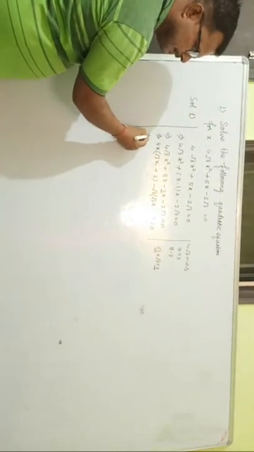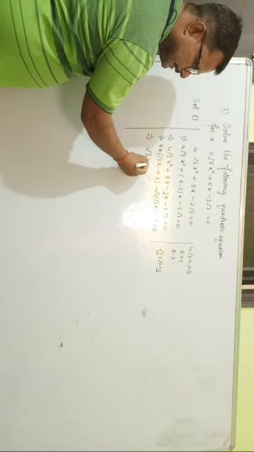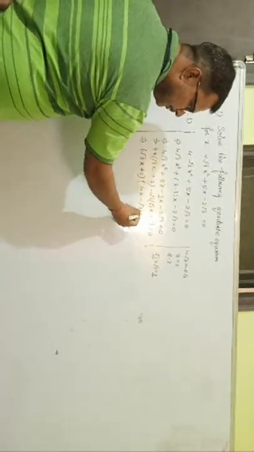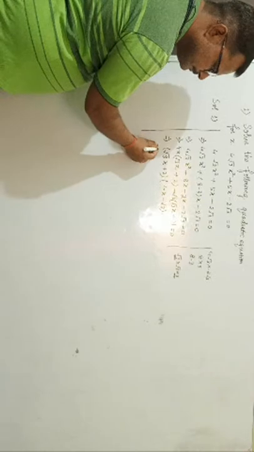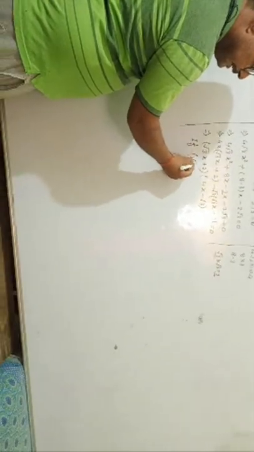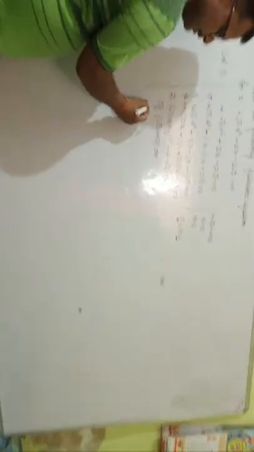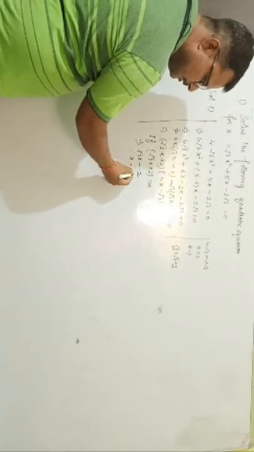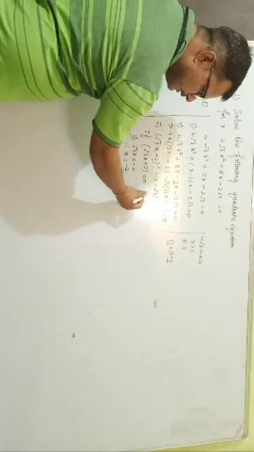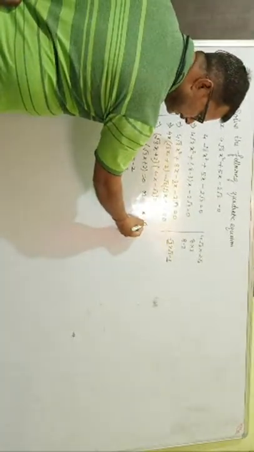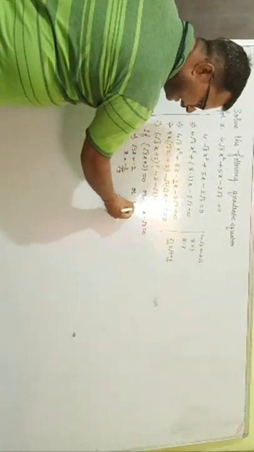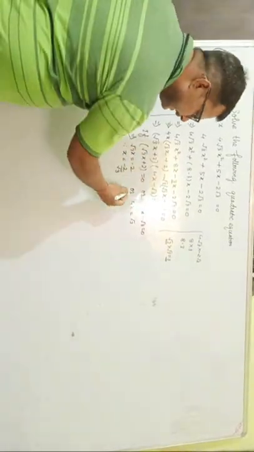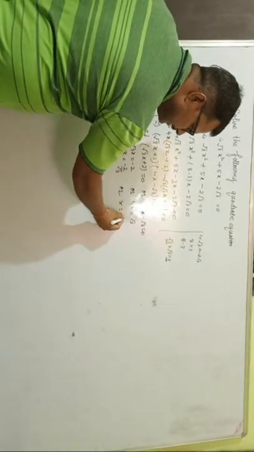See here, root 3 x plus 2, this is the first factor, and the second one will be 4x minus root 3, equal to 0. If root 3 x plus 2 is equal to 0, that implies root 3 x is equal to minus 2, therefore x is equal to minus 2 upon root 3. Or 4x minus root 3 equal to 0, or 4x is equal to root 3, so x is equal to root 3 upon 4.